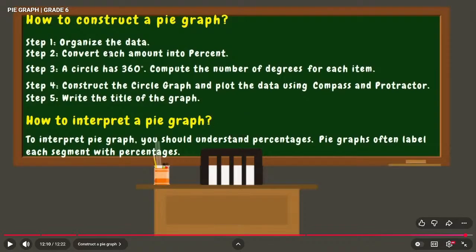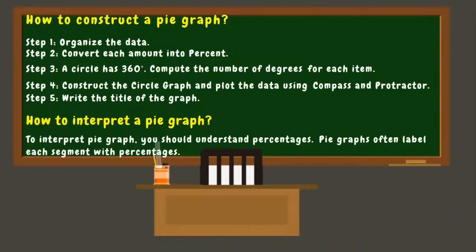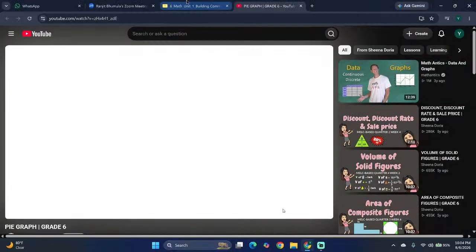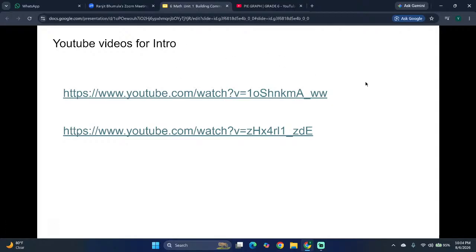So if you guys want to write notes about how to construct a paragraph, these are all the steps, and then how to interpret it like a paragraph, which you guys saw in the last video. This is all about paragraphs.